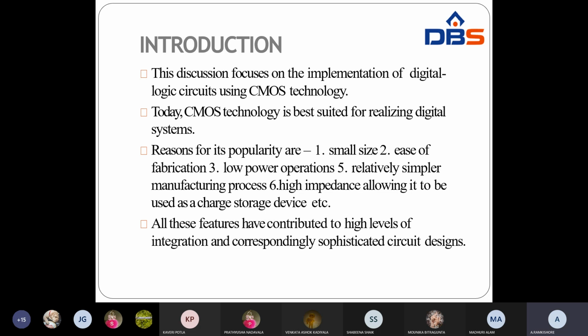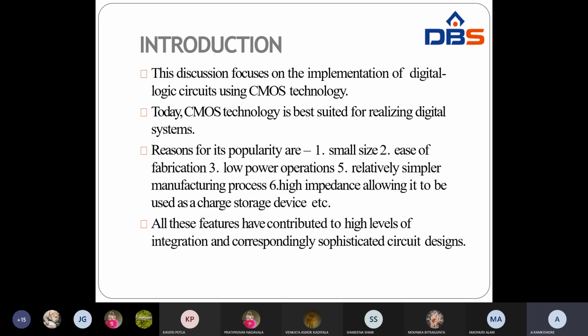The main reason is that CMOS technology has a small size. Wherever we configure and arrange all the materials within an IC, using CMOS technology decreases the overall circuit design size and circuit operation size. So the first reason is small size, and the second is ease of fabrication.